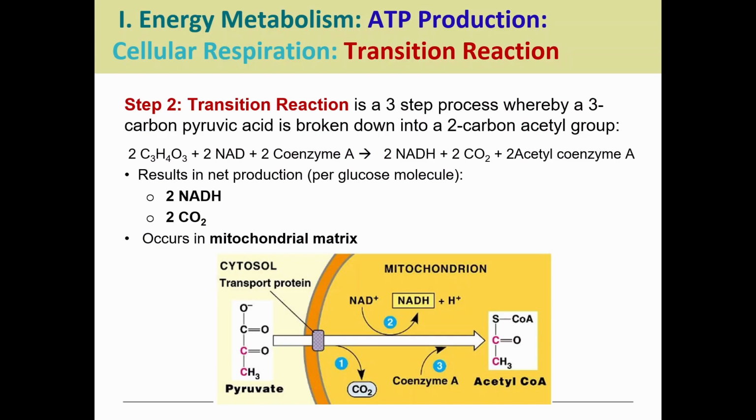And if you look at where we're going with this, we've gone from the cytosol into the inner side of the mitochondrion. So we're inside the mitochondria at this point. When we say mitochondrial matrix, we mean deep in it, in the middle.